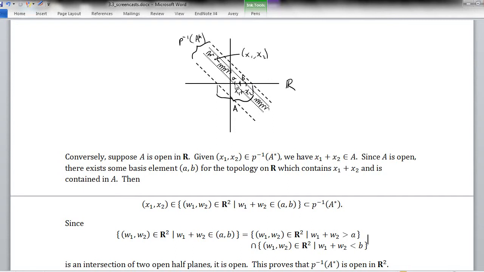Well, now I need to take that open interval from a to b and somehow get an open subset of R2, which contains this point (x1, x2), and is contained in P inverse of A star. And the idea is just to build all the diagonal lines that pass through those points between a and b, and then take the union of them, and I'll get this thinner diagonal strip here, which is certainly contained in P inverse of A star. Let's try and write that out.